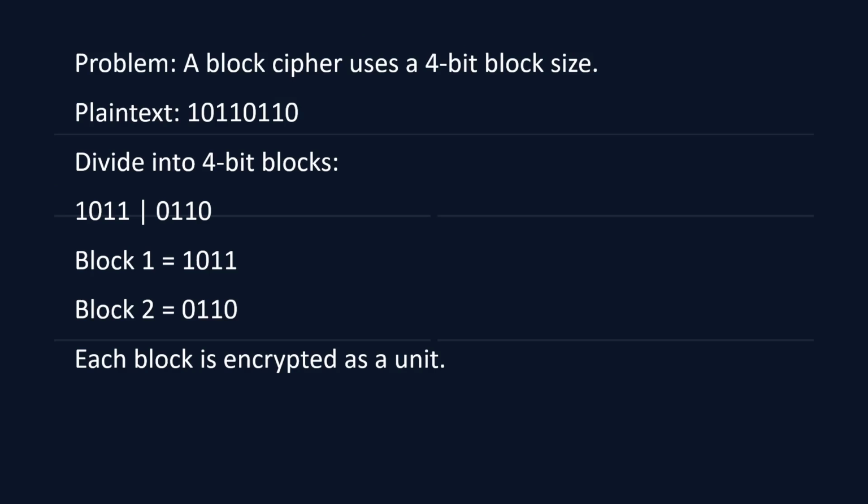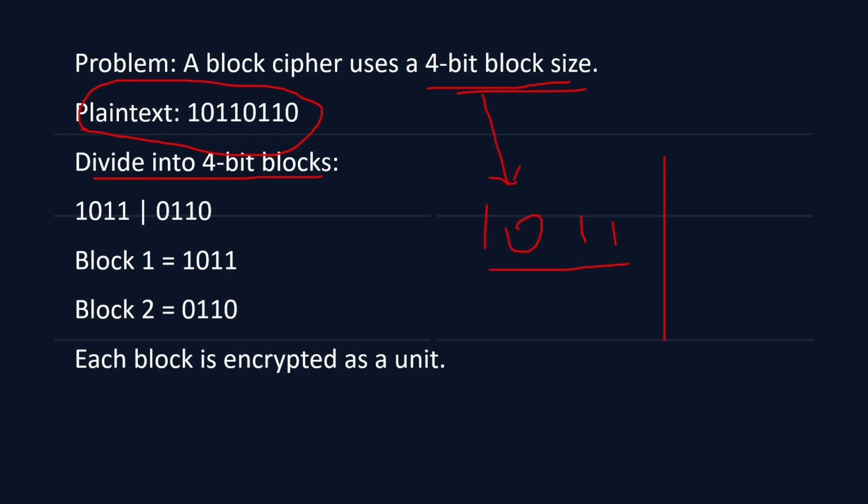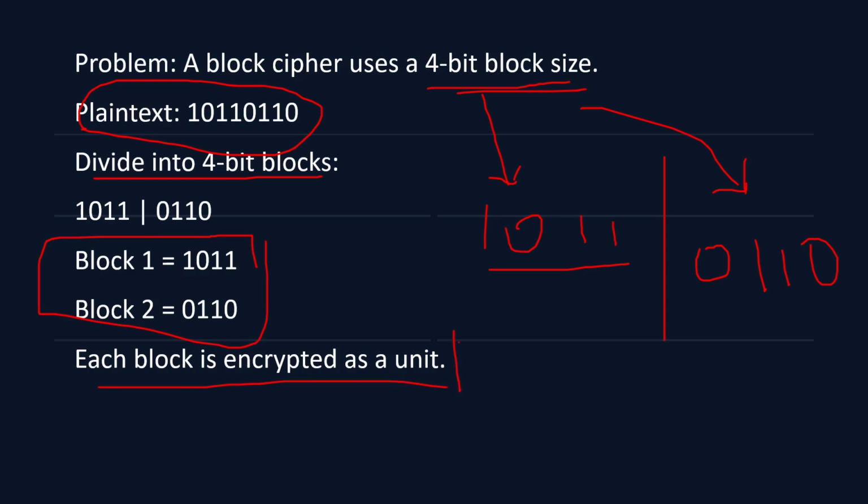Okay, a simple example for the block cipher: how it uses 4-bit block sizes. You can take this as the plain text. We have said it is a 4-bit block size, so we have to divide it into 4 bits: 1 0 1 1, and we make that a block. Next is 0 1 1 0, the next block. So we have made it into two blocks. Each block is encrypted as a single unit.